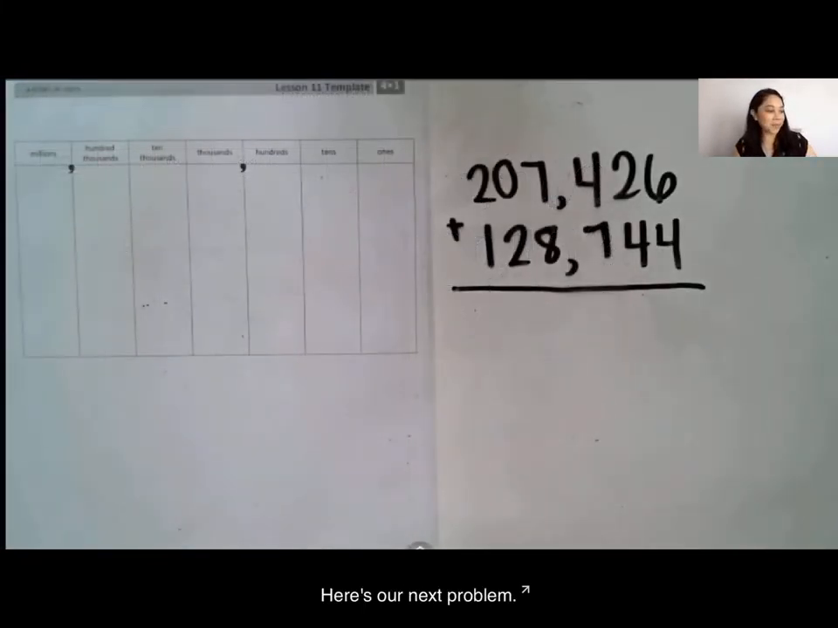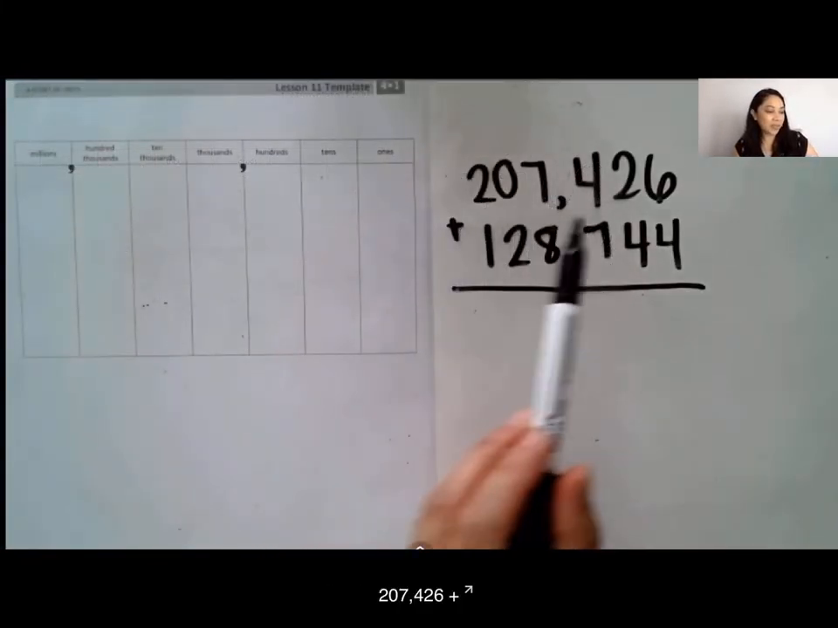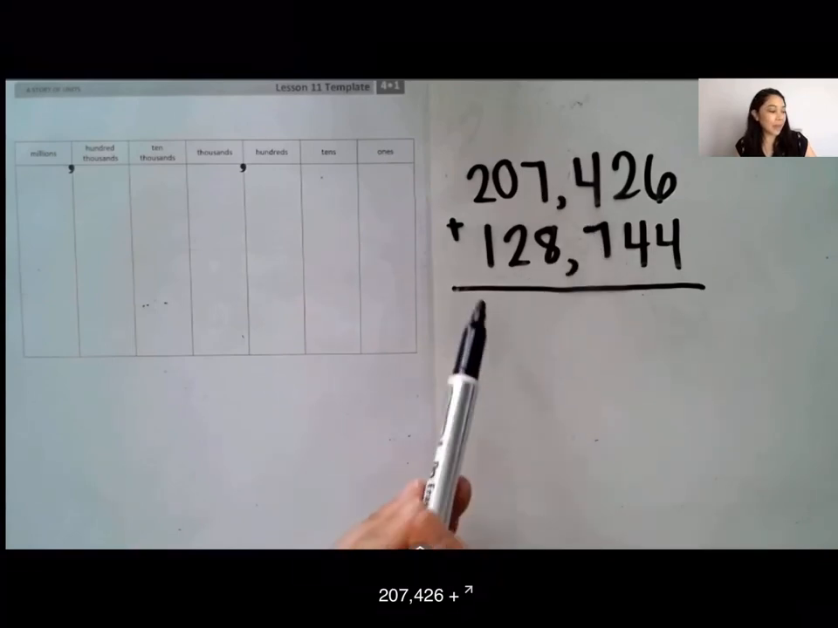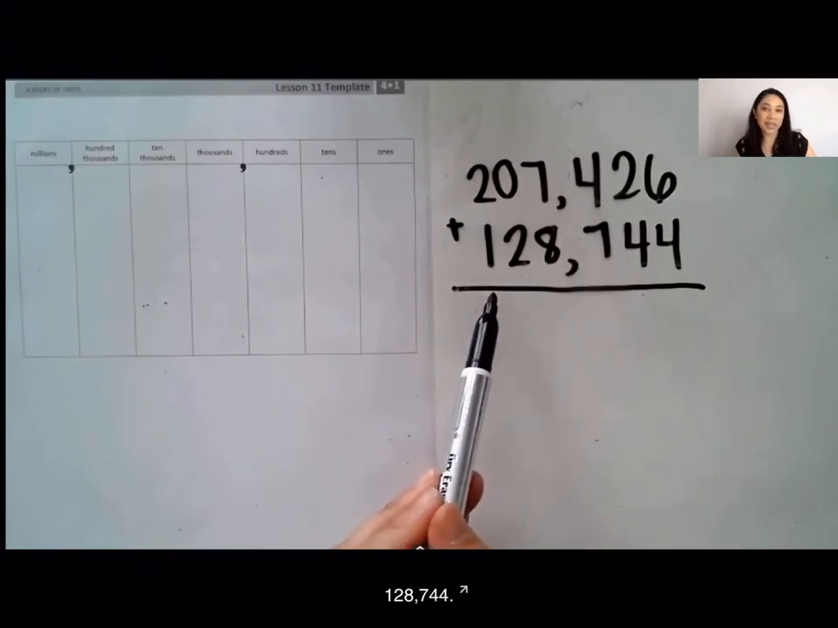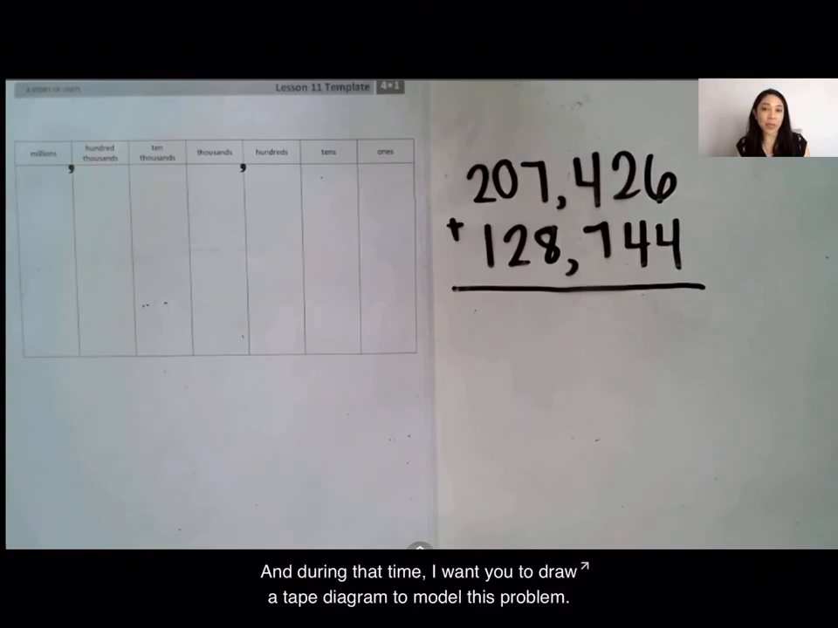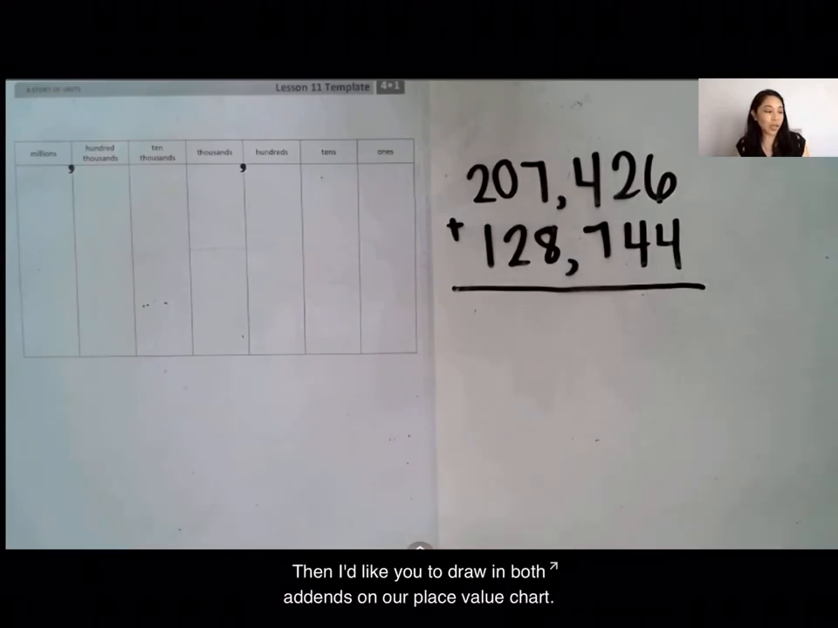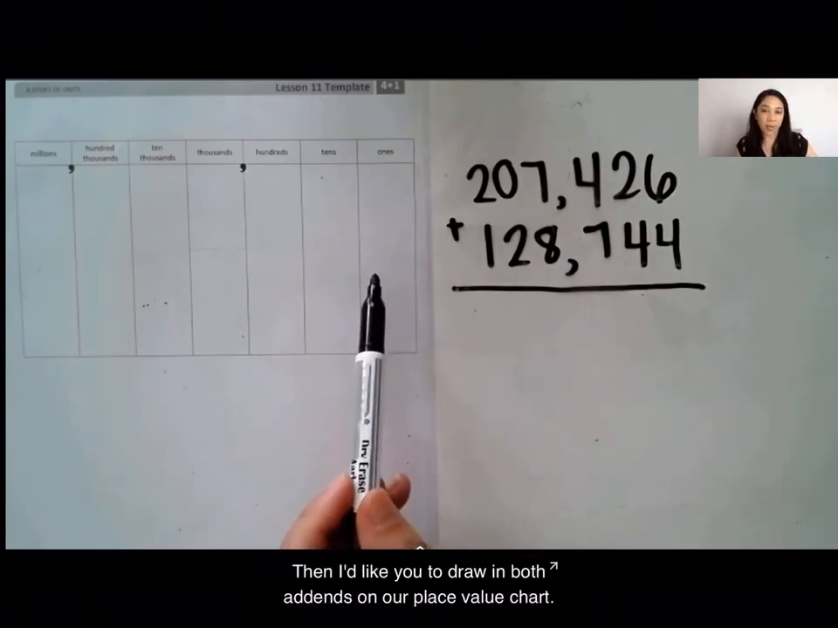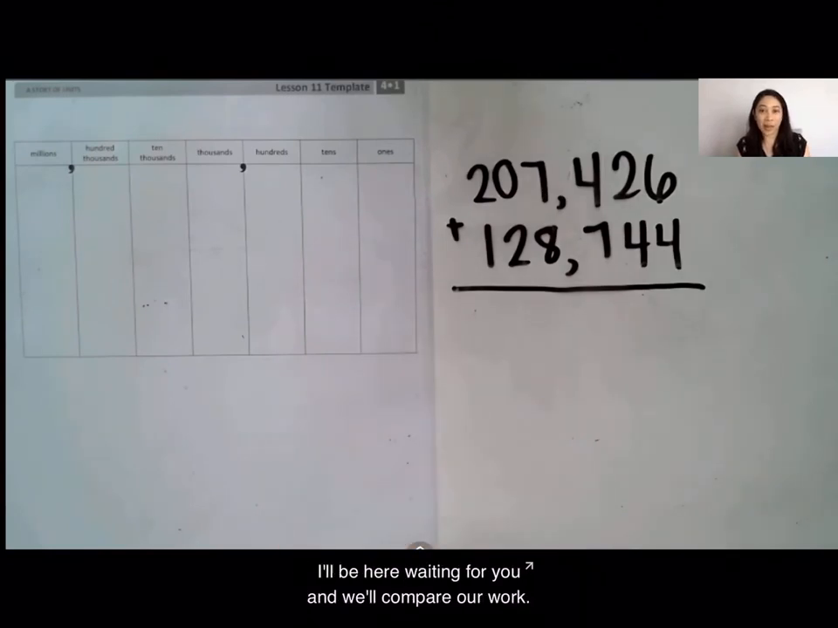Here's our next problem. 207,426 plus 128,744. This is what I'd like you to do. You're going to pause the video here, and during that time, I want you to draw a tape diagram to model this problem. Then, I'd like you to draw in both addends on our place value chart. I'll be here waiting for you, and we'll compare our work, and then we'll add together.